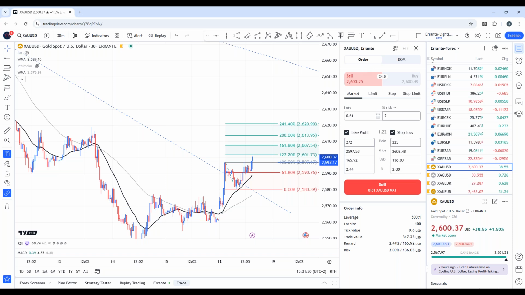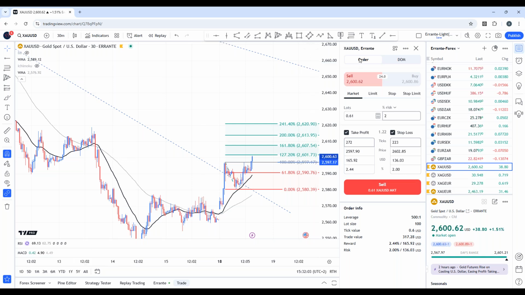So let's break down each section. We are going to take a closer look at the trading panel as shown here. In this panel, you can configure important parameters when placing a trade, such as lot size, risk percentage, stop loss, and take profit. Of course, it's very, very helpful for position sizing. Let's break it down, each section.